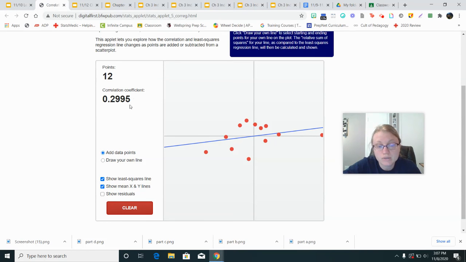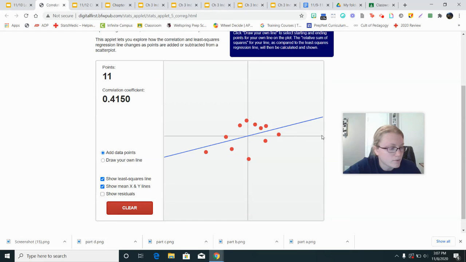In terms of my correlation coefficient or R value, we can see that went down. This is changing the pattern and doesn't really fit very well. So take that out. So that's part A.